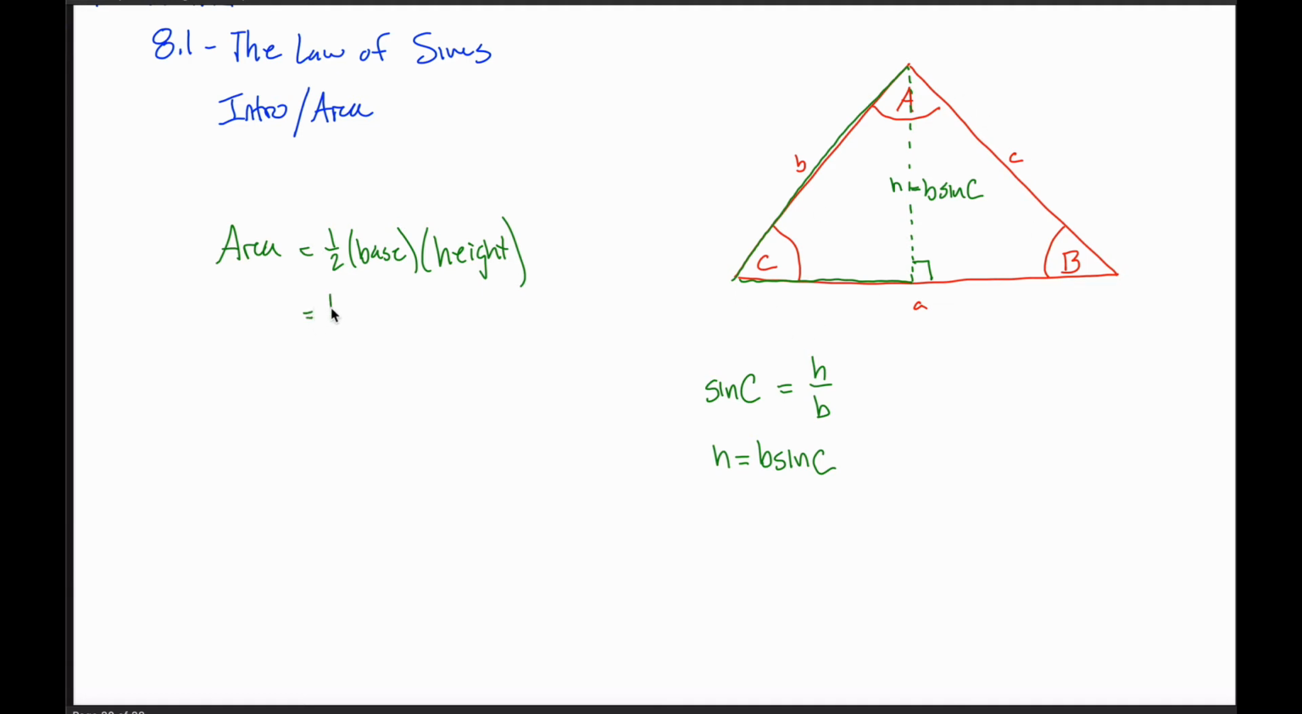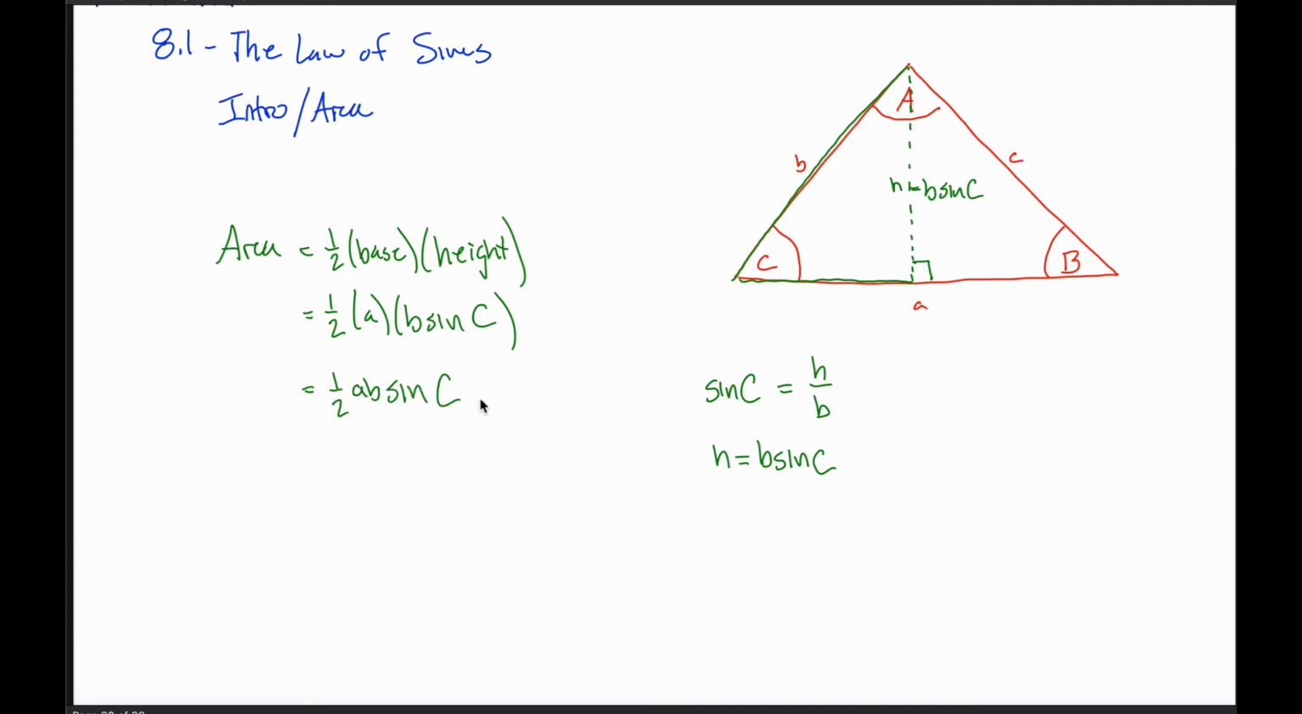The area of the triangle in red is 1/2 the base. The base is A here, times the height, which I just solved for. It's B times the sine of C. What I'm saying is instead of thinking about the area of a triangle as 1/2 the base times the height, you could think about the area of a triangle as 1/2 AB sine C.